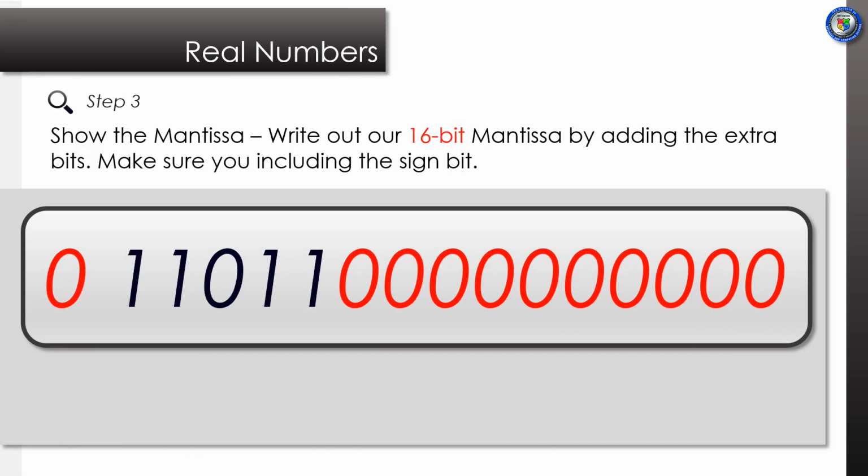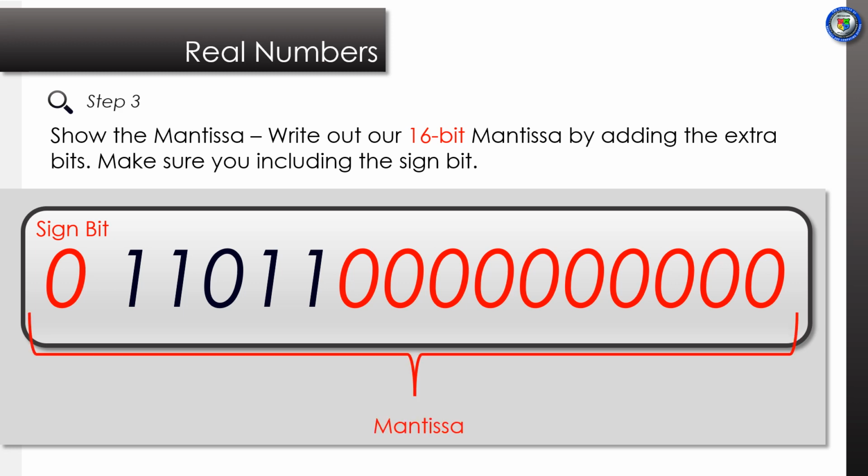In step 3, we will show our entire 16-bit mantissa, including our sign bit. We have a sign bit of 0, then our number 11011, and we will follow this by including an extra 10 bits, all zeros. This will allow us to lay out and show our 16-bit mantissa.